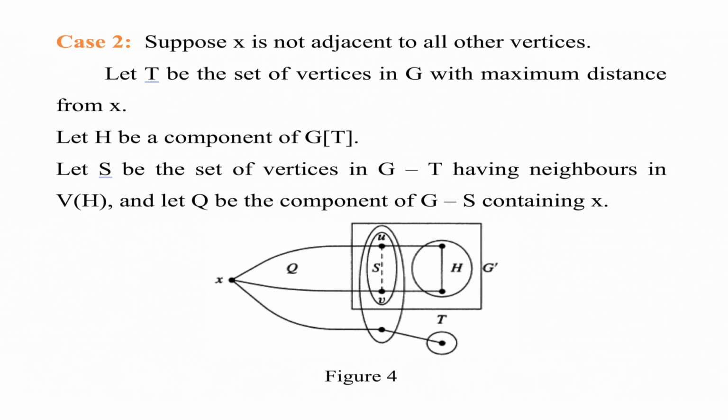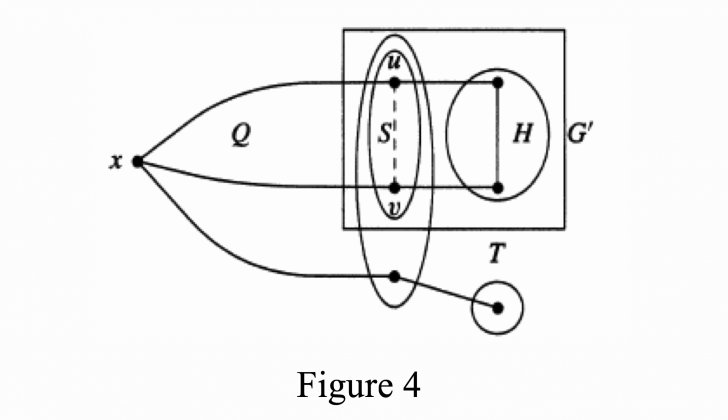Case 2. Suppose x is not adjacent to all other vertices. Let T be the set of vertices in G with maximum distance from x. Let H be a component of G[T]. Let S be the set of vertices in G minus T having neighbors in V of H, and let Q be the component of G minus S containing x. See the figure which is on the screen.